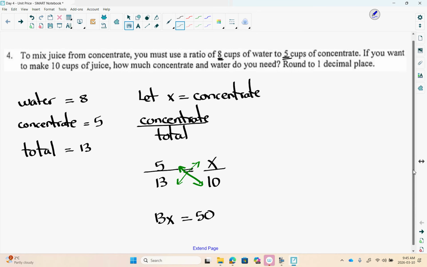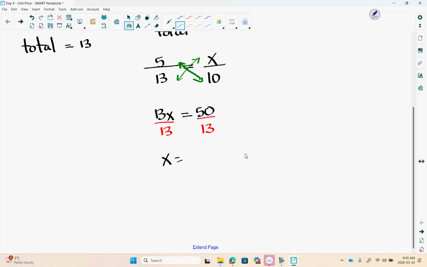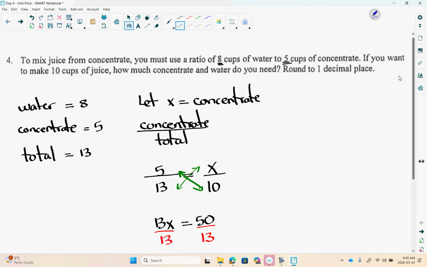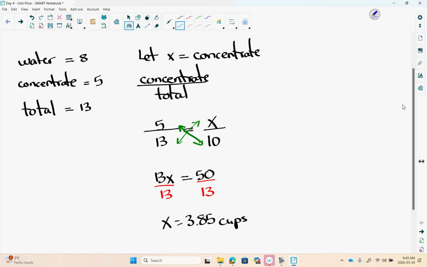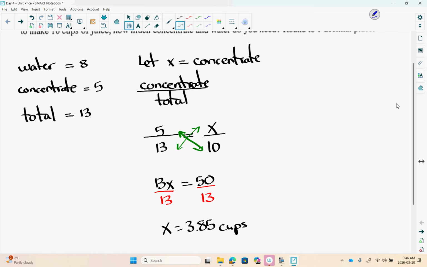That's some trash number. It says go to 1 decimal place. All right, let's go 2. Let's call it 3.85. And what would that be? Cups. Cups of concentrate. Now to do the amount of water, you could take this number and subtract it from 10. And you'd get 6.15 cups of water. That's a perfectly acceptable way to do it.